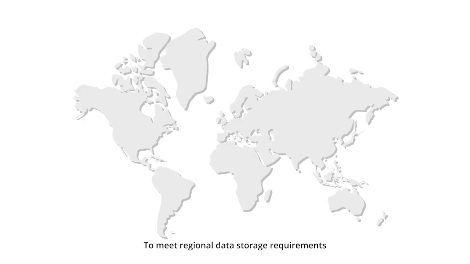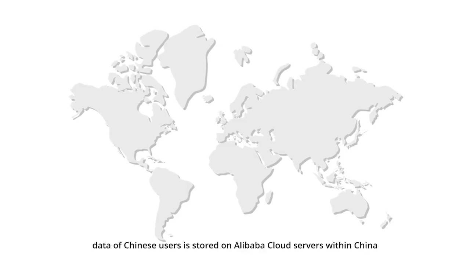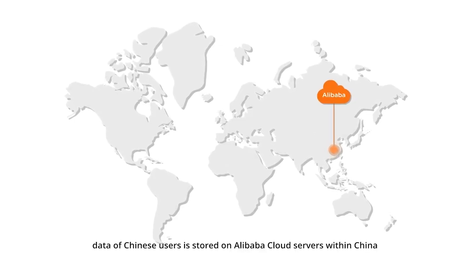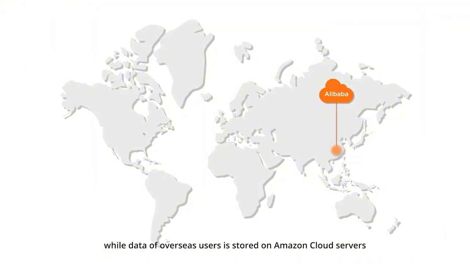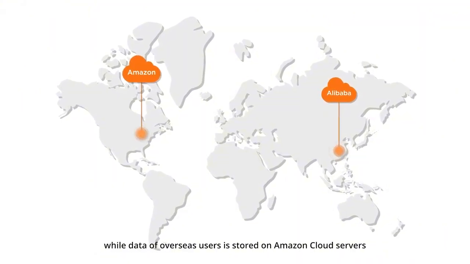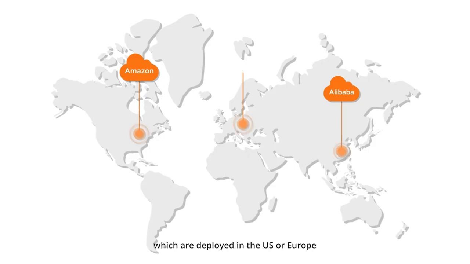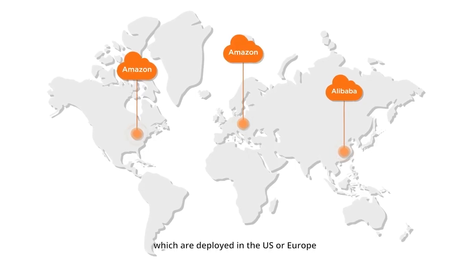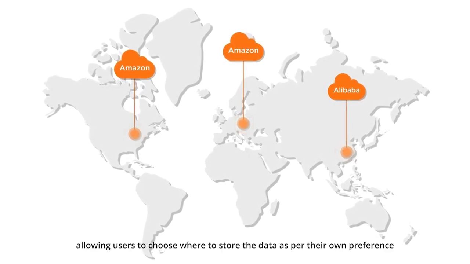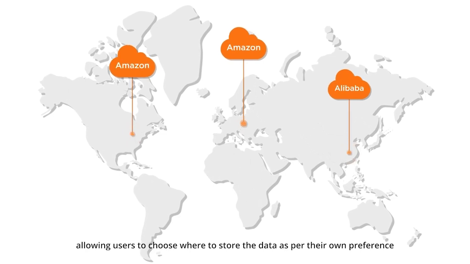To meet regional data storage requirements, data of Chinese users is stored on Alibaba cloud servers within China, while data of overseas users is stored on Amazon cloud servers, which are deployed in the US or Europe, allowing users to choose where to store the data as per their own preference.